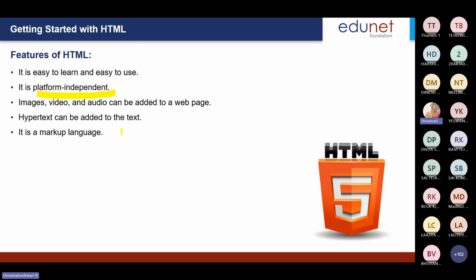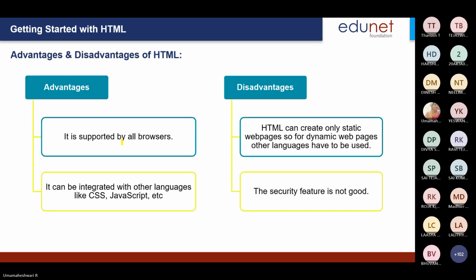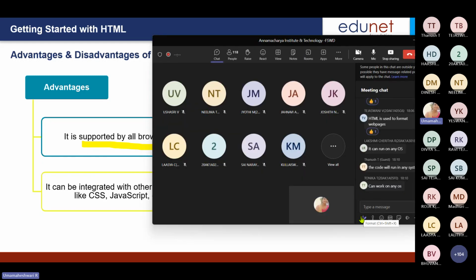And then we can add images, video, and audio tags. Hypertext can be added to the text, and it is a markup language. Some advantages and disadvantages: it's supported by all the browsers, and HTML can create only static web pages. So what are static web pages and dynamic web pages? These are the terms you should know. And one more important point I want to share with you.